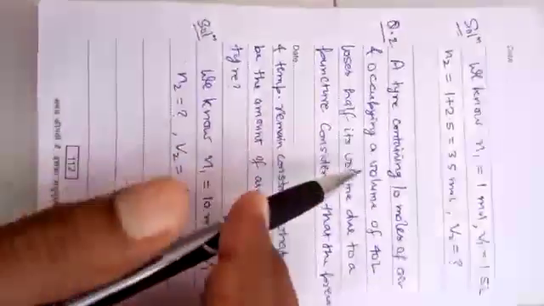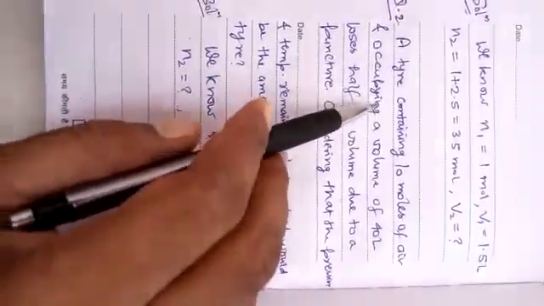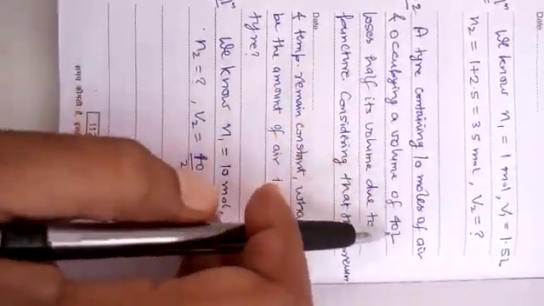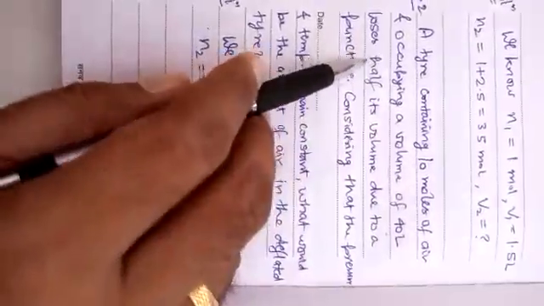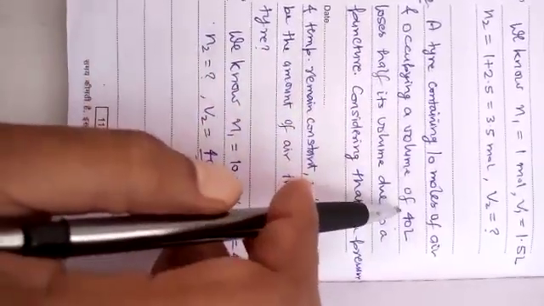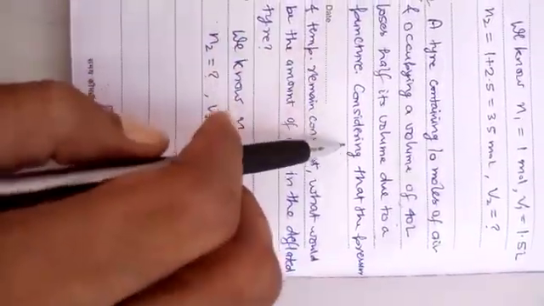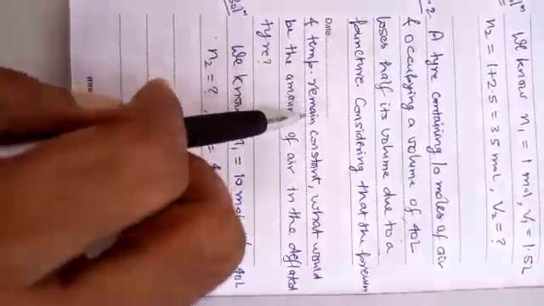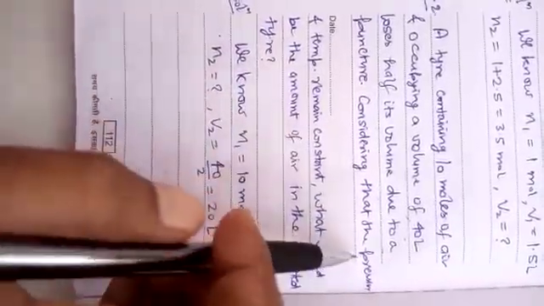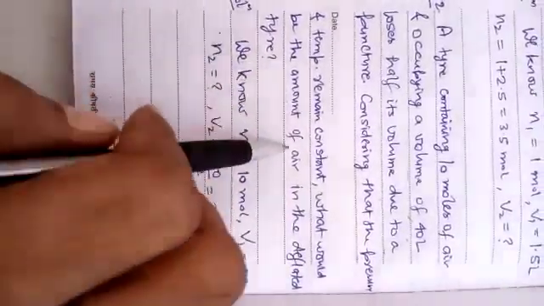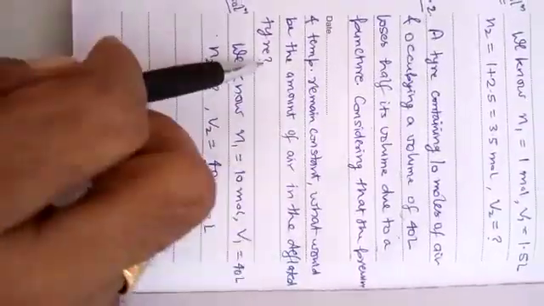Now take another example. A tire containing 10 moles of air and occupying a volume of 40 liters loses half of its volume due to puncture. Consider that the pressure and temperature remain constant. Here again you will see that pressure and temperature remain constant. What would be the amount of air in the deflated tire?